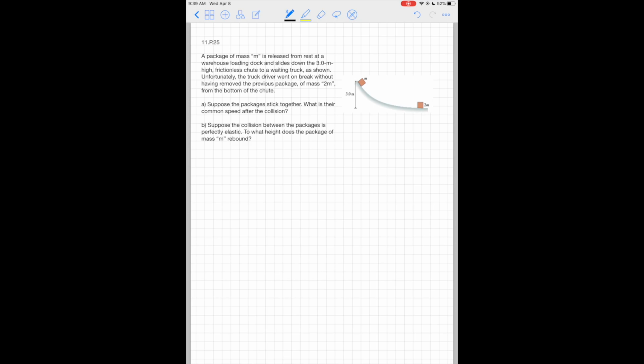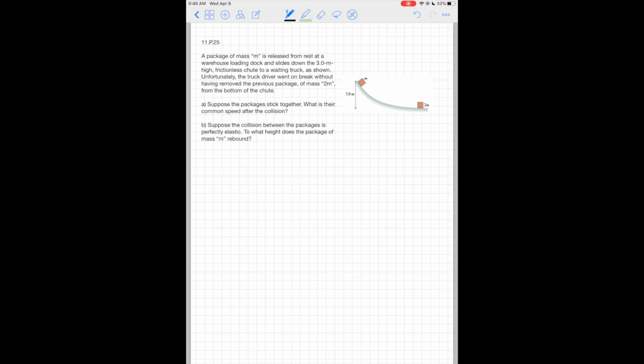It says a package of mass M is released from rest at a warehouse loading dock and slides down a 3-meter high frictionless chute to a waiting truck as shown. Unfortunately, the truck driver went on break before having removed the previous package of mass 2m from the bottom of the chute. A. Suppose that the packages stick together. What is their common speed after the collision? So we're talking about a perfectly inelastic collision.